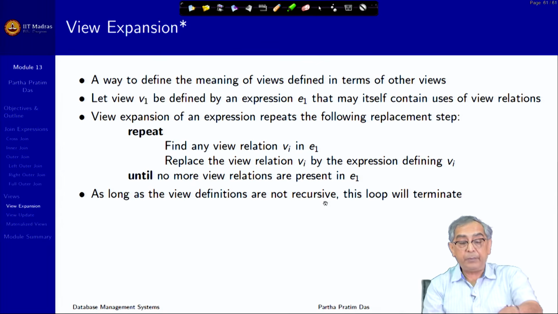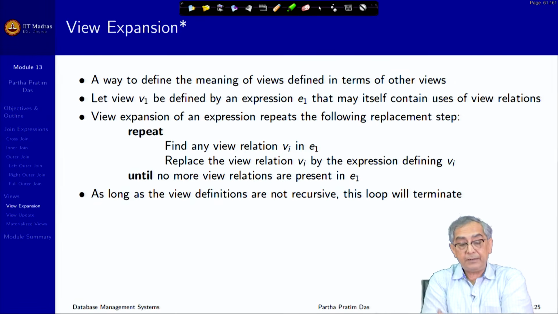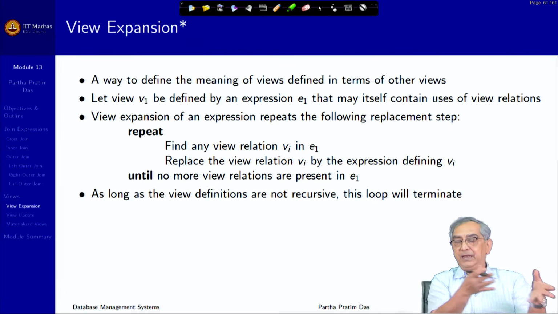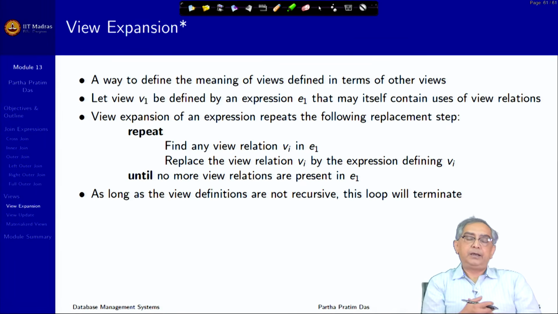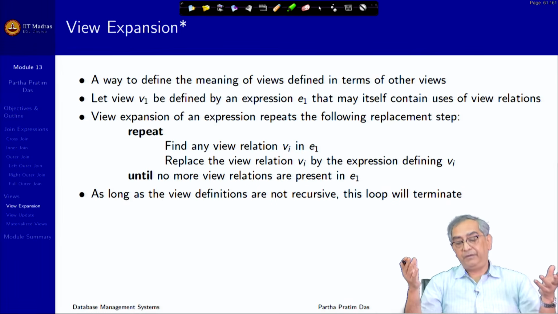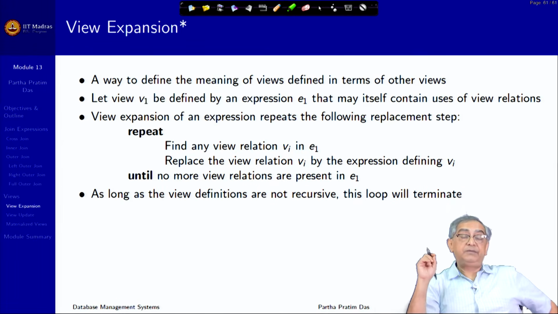So view expansion typically will have this kind of a for loop: find any view relation in the expression, replace that view by the expression defining it, as we just saw in Physics Fall 2009 and Physics Fall 2009 Watson. If that has further views, keep on doing it till you are not left with any view. Obviously, if the view definitions are not recursive, then this loop will necessarily terminate.